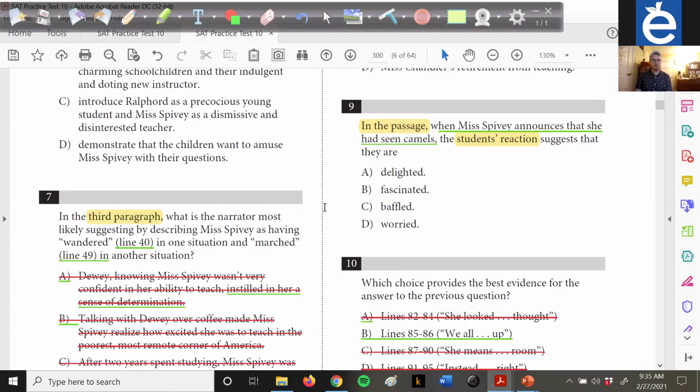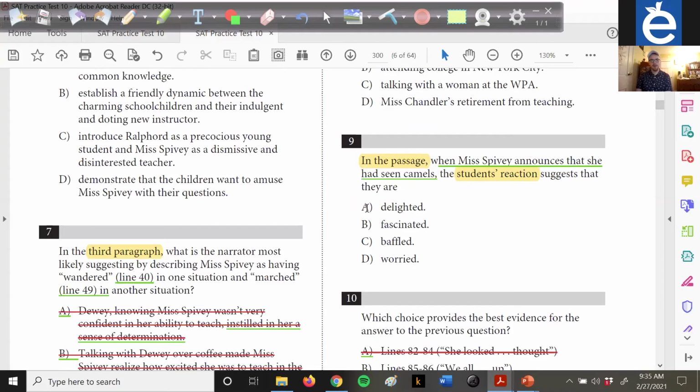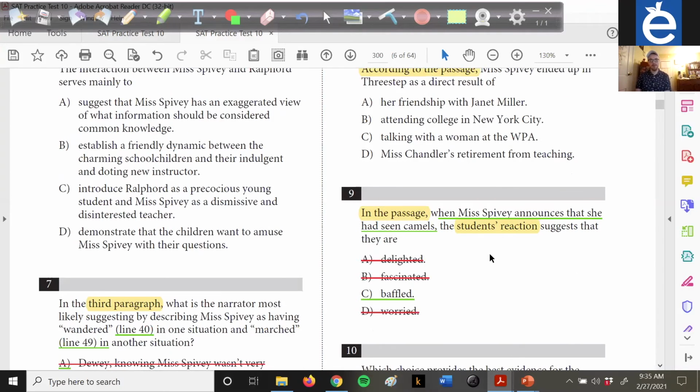So what most describes that reaction? Delighted. Well, no, that's what she wants them to be. Fascinated. Again, no. Sorry, Miss Spivey. Baffled. Yeah, that seems to be the best one. They're not worried. She's not telling them camels are coming, beware. They just don't know what they are. So they're confused. Baffled is another word for that.